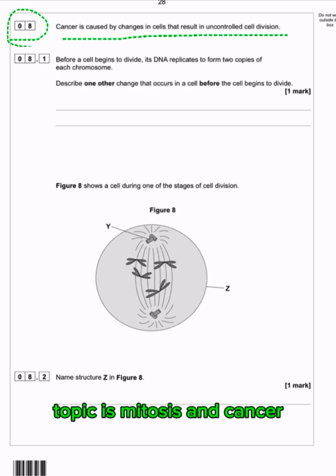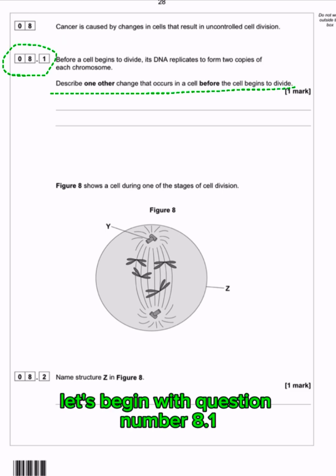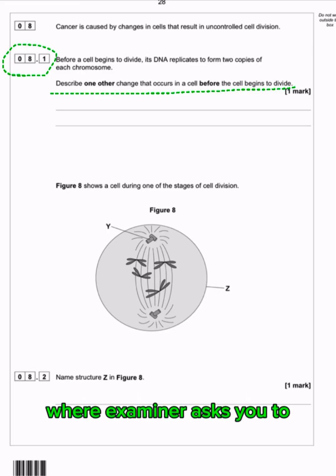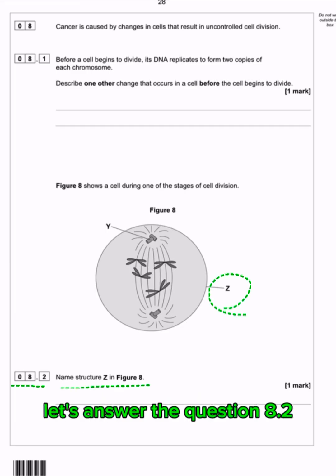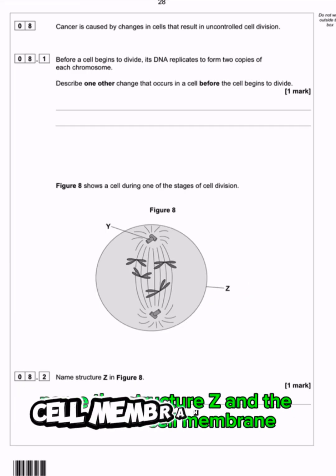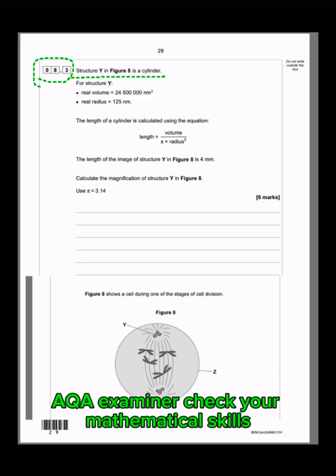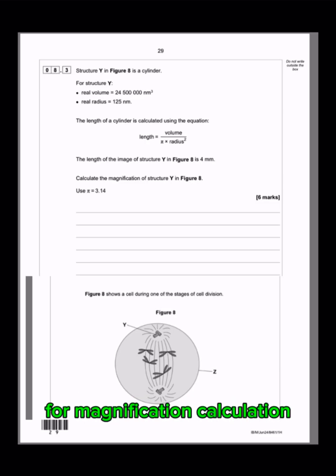The topic is mitosis and cancer. Let's begin with question number 8.1, where the examiner asks you about how, before division, the cell grows and increases subcellular structures. Let's answer question 8.2, name the structure Z, and the answer is cell membrane. Next, question 8.3, where AQA examiners check your mathematical skills, figure 8 is used for magnification calculation. The formula is shown here.